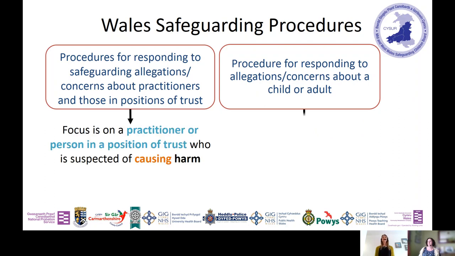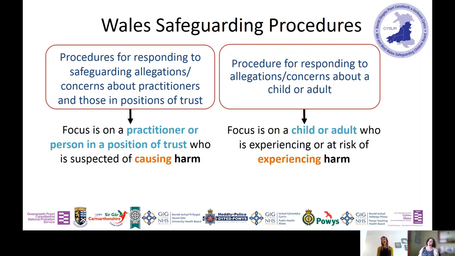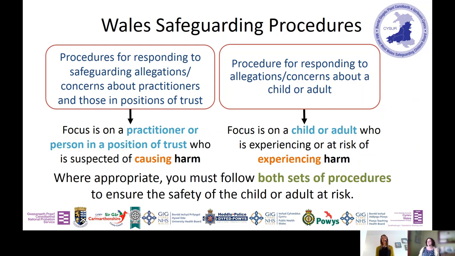So what might happen then? There are procedures for responding to safeguarding allegations for those in a position of trust. One part of the procedures will focus on the practitioner or person in a position of trust who is suspected of causing the harm. Simultaneously, the other part of the procedures, responding to the allegation, will focus on the child or adult at risk who is experiencing risk. Okay, so those two parts of the procedures are working in line with each other. So where appropriate, it's important that you follow both sets.